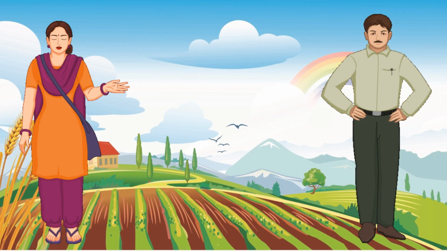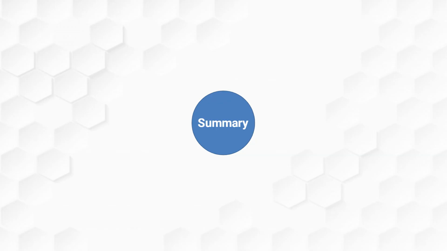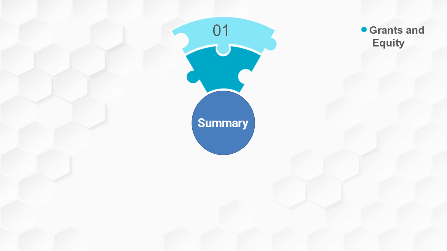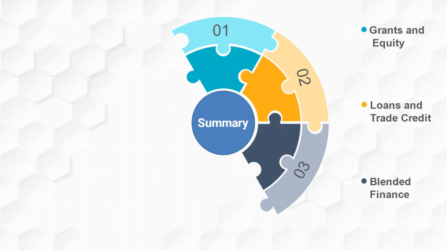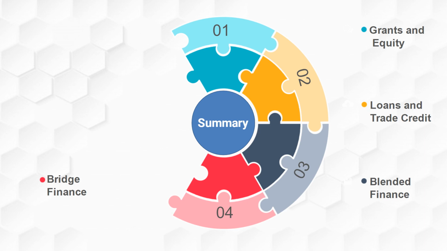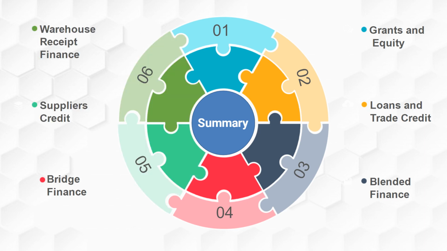Vinod, can you summarize the different types of finance? There are various types of finance, including grants, equity, loans, and trade credit. There are also new emerging models such as blended finance, bridge finance, supplier credit, and warehouse receipt finance. Each of these has its advantages and disadvantages and helps in addressing specific challenges during the evolution of a FPO.